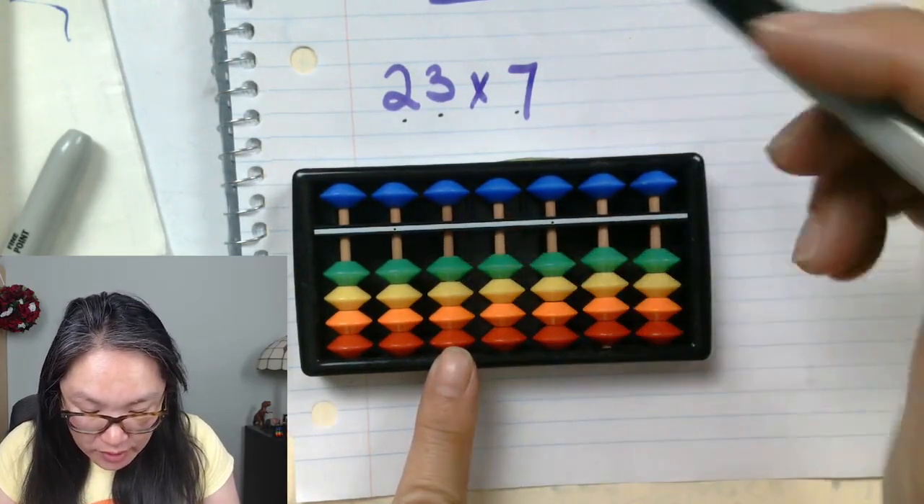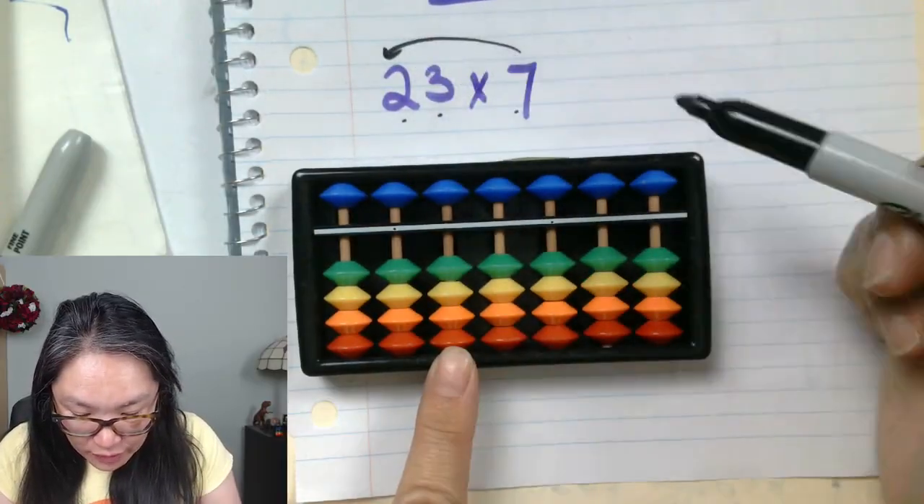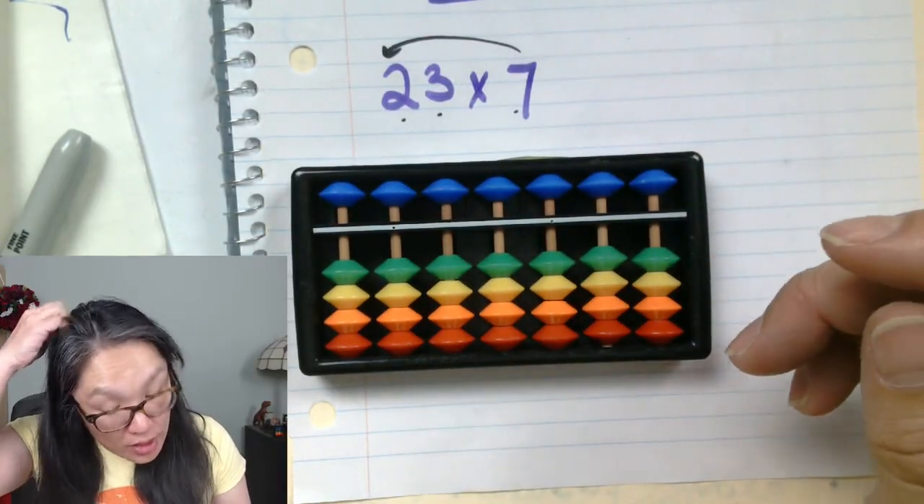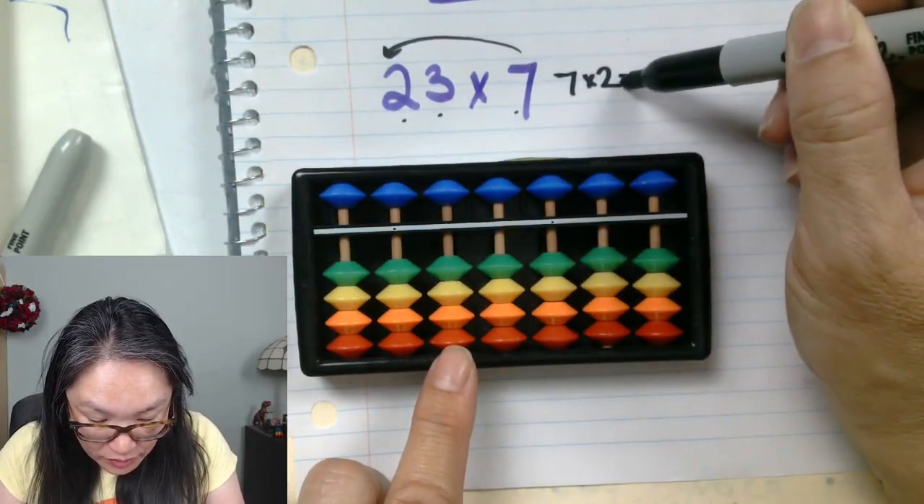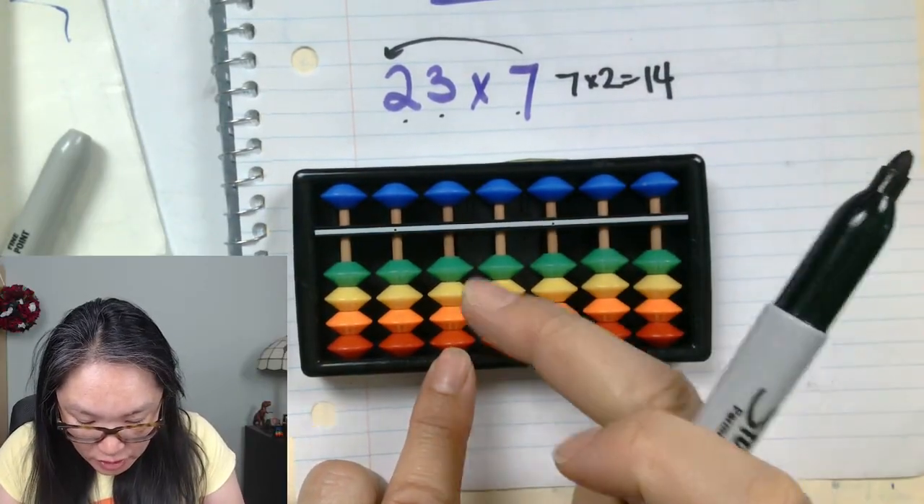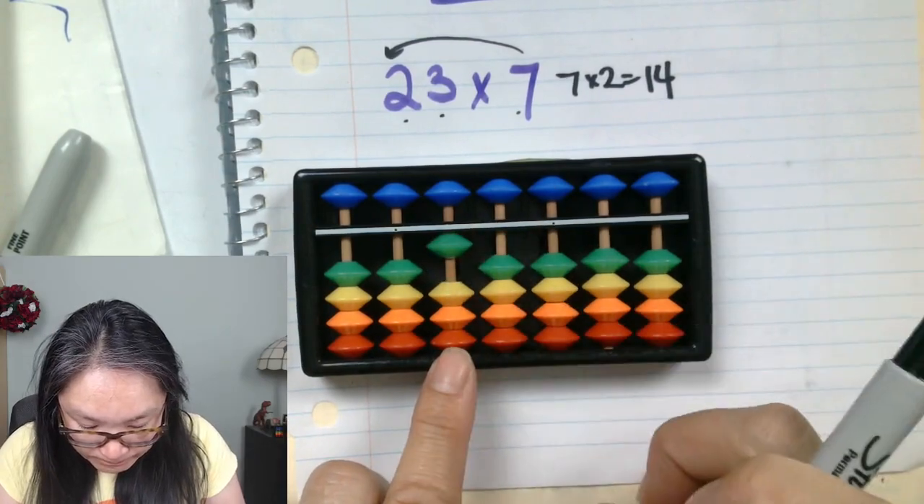So the first thing we're going to do is go outside first. We go left to right. Because we go left to right, we're going to do 7 times 2 equals 14. So I add my 1. I add my 4.